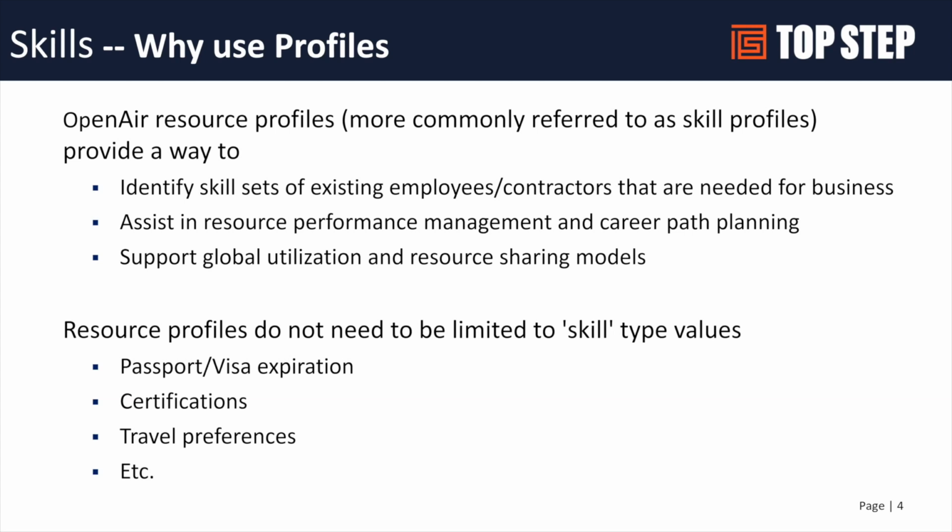I mentioned skills throughout, but skills is used in a very generic sense. Skills is not necessarily what's required to use this. We've seen lots of different ways this is used. For example, we've seen passport or visa expiration, certifications tracked, travel preferences tracked. So it could be a list of skills in a traditional sense, but it can also just be a list of business things that are important when you're selecting a resource to see if they're a good fit for a project.